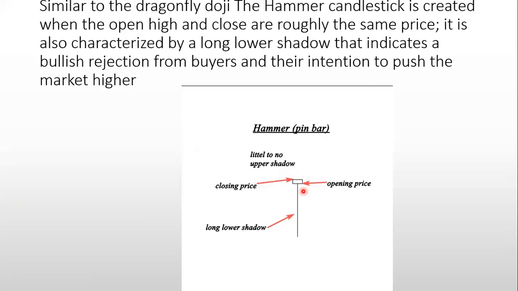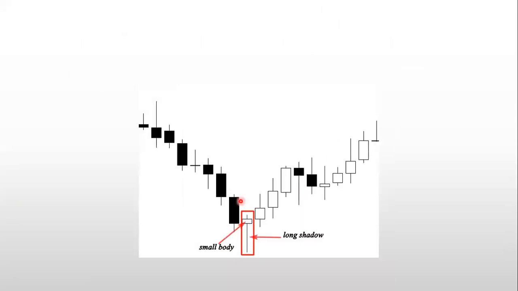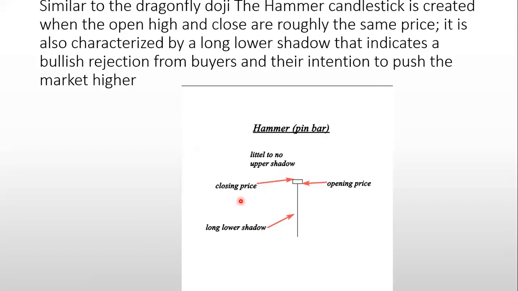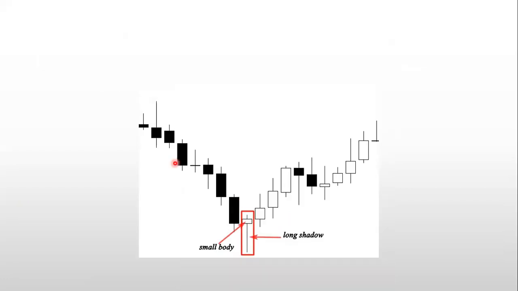So let's look at this scenario. This hammer or pin bar is also a bullish signal. It shows that the market is going to be in a bullish form. So we could see that the market came all the way down here, and when the hammer sets in, the market started to rise. So it's also a very nice, good entry that you could make a lot of money from. So let's move on to the next one.